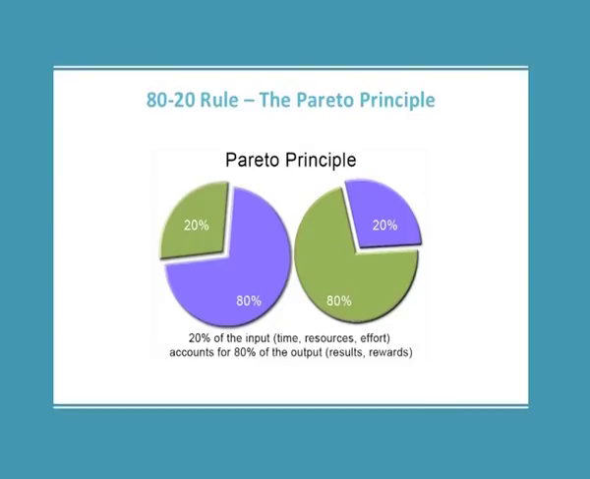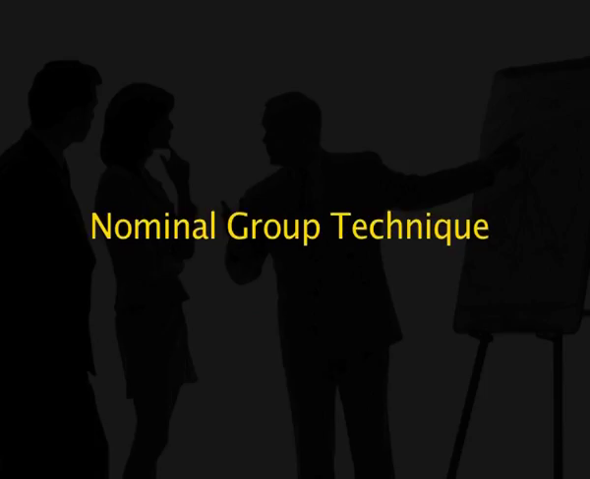It uses the Pareto principle, also known as the 80/20 rule. The idea is that by doing 20% of the work, you can generate 80% of the benefit of doing the whole job. The next technique is nominal group technique.